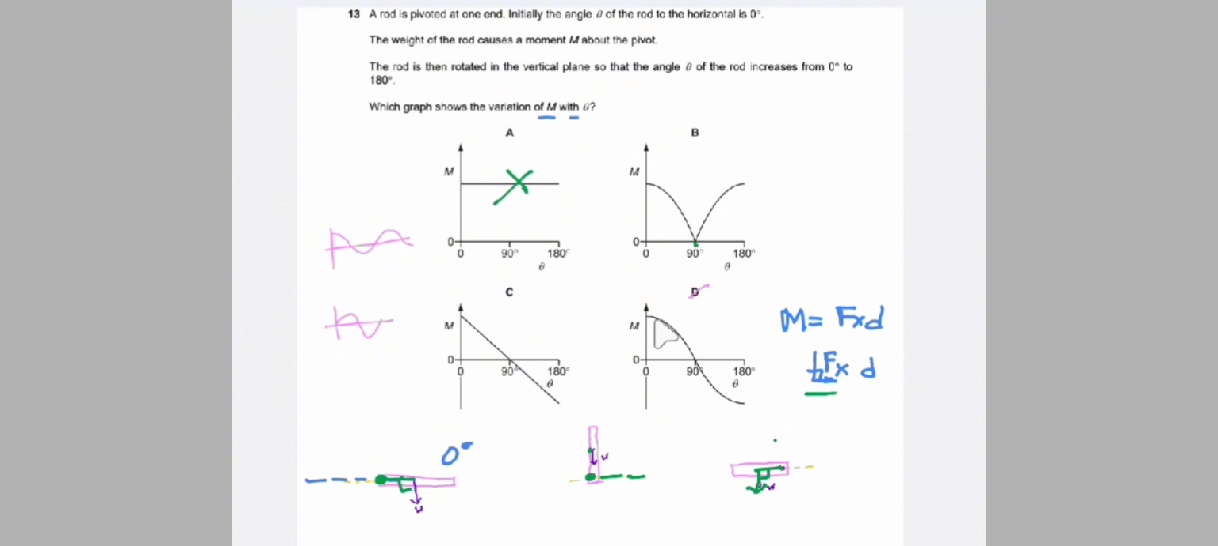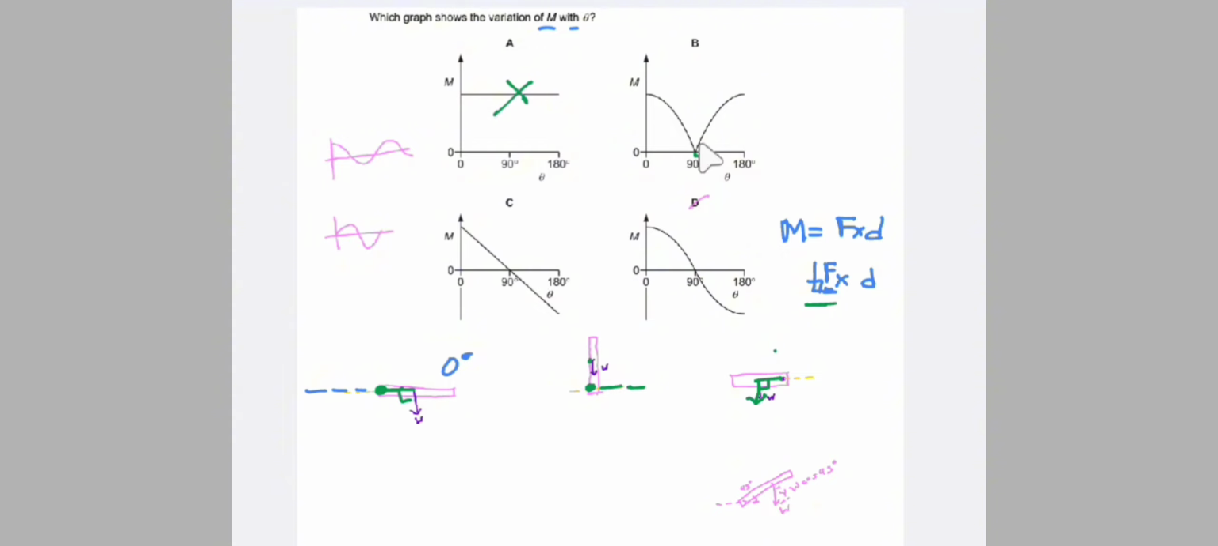Therefore, there is some moment. So, in all of these three options, there is some moment. But we need to find which option is correct. Initially at 0 degree, with respect to the pivot, the weight is acting downwards. So there is a clockwise moment.